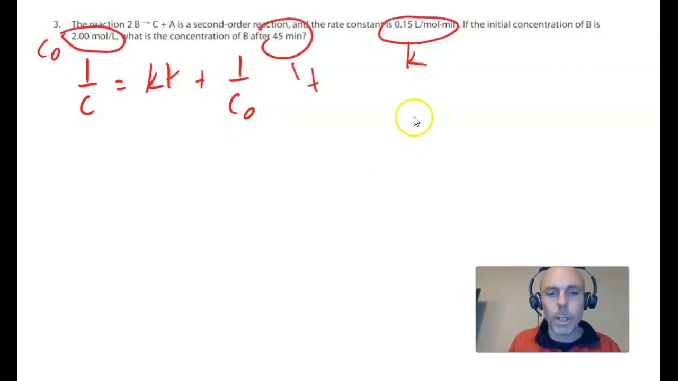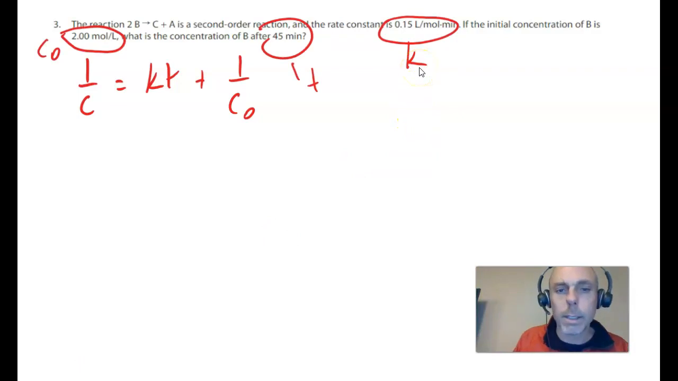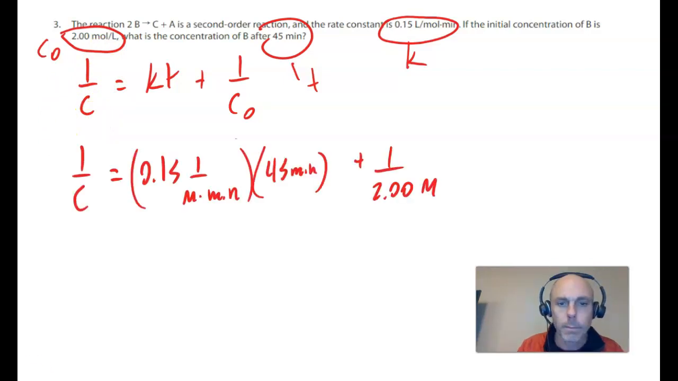I've circled and identified the known variables. There's the rate law constant, of course, we talked about that. There's the time in minutes, and there's the initial concentration of 2 molar. So I'm going to plug those in, and then we'll solve for the final concentration, or C in this case. So there's everything plugged in. There's my rate law constant, the time, and 1 over the 2 molar initial concentration.